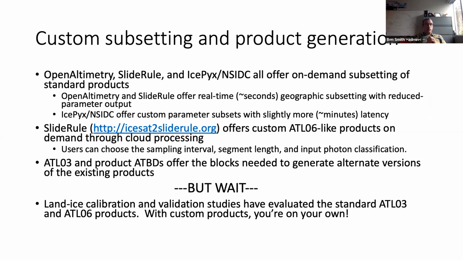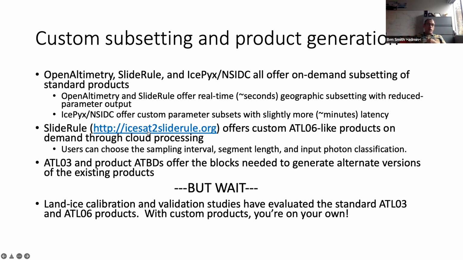So OpenAltimetry and SlideRule are two services that can do this in real time. So within a second or two of a web-based request, you get back a geographic subset of the product, and often it's reduced to a smaller number of parameters that might be the ones you want. NSIDC and ICEPICS together are offering custom parameter subsets, and I think they're moving towards real time to get you fast subsets of the products, or fast access to entire product granules if that's what you want. We'll see this when we go through my tutorial.